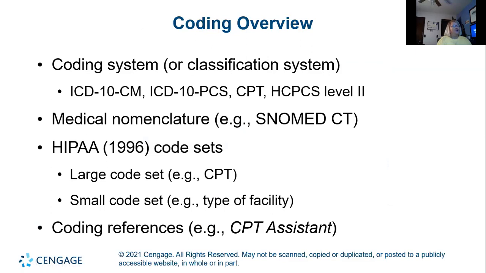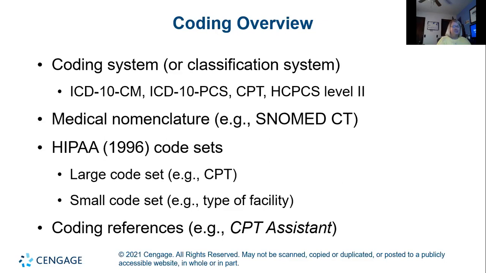We have, again, the code sets which the physician uses: ICD-10-CM for diagnosis, CPT, which is professional coding, HCPCS, procedural coding, and HCPCS Level 2, which covers any supplies or materials used by a physician office or anyone trying to get reimbursed for those. We have ICD-10-PCS, which is a coding set for hospital inpatient for Medicare. Now, medical nomenclatures, we have SNOMED CT, and HIPAA has code sets, and those again are CPT, smaller code sets for the type of facility such as SNFs and things like that.